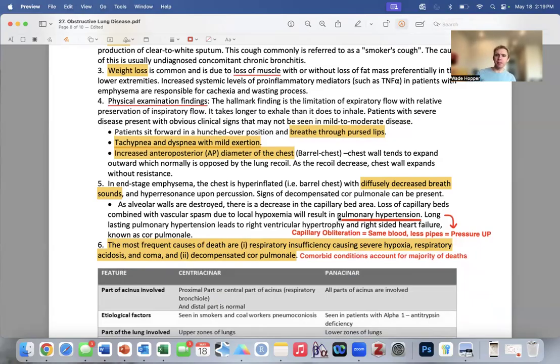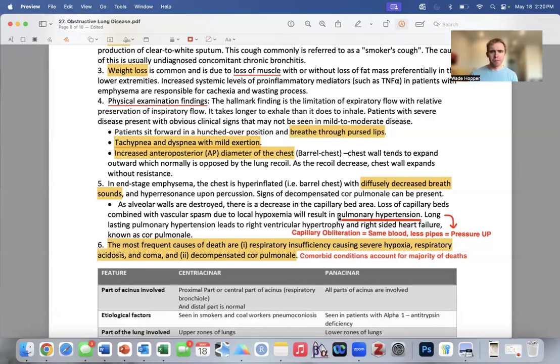Breathing through pursed lips. I used to be able to explain that. I can't really. It's just easier to breathe when they do it. I think it has something to do with the pressure gradient, maybe like if you can't move air out, you need a stronger pressure gradient in order to actually move air in and out, and so that might help with that.